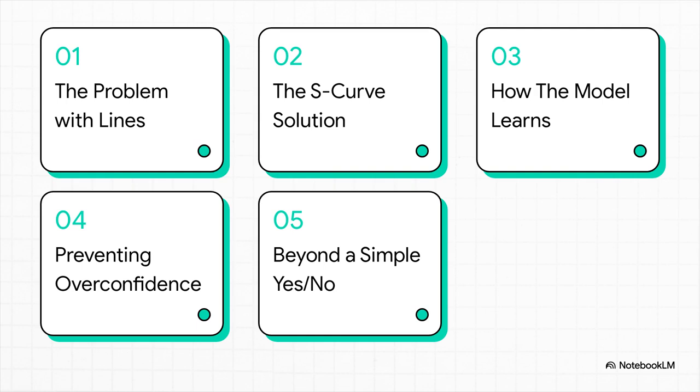Well, here's our game plan for today. We'll kick things off by seeing why a simple line just won't work. Then we'll find a much better solution with something called the S-curve. After that, we'll dive into how the model actually learns, how we can keep it from getting too confident, and finally, how we can take this way beyond a simple yes or no.